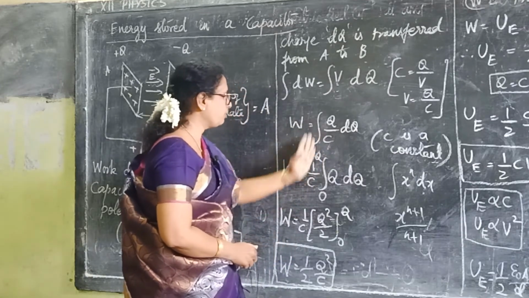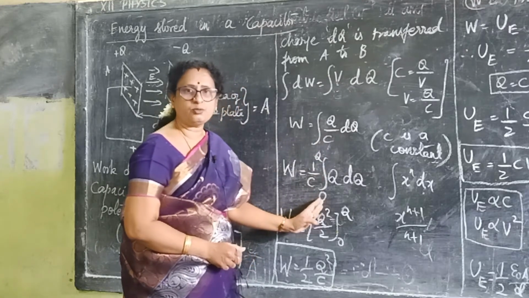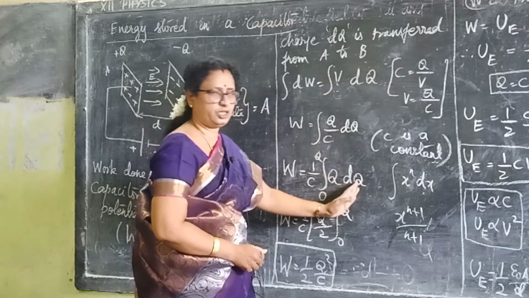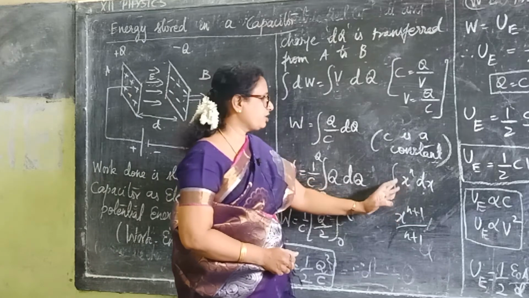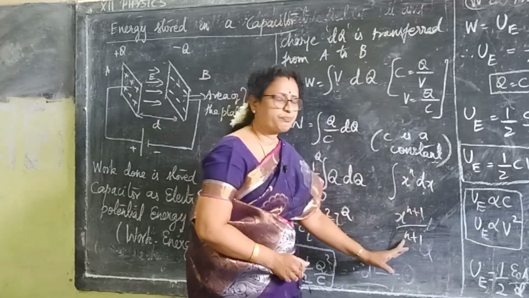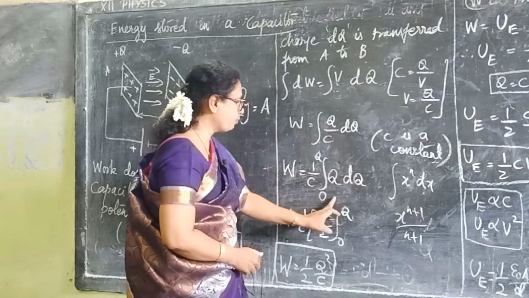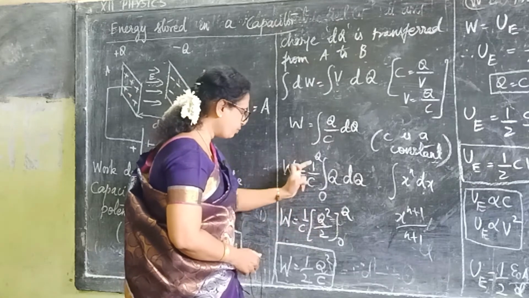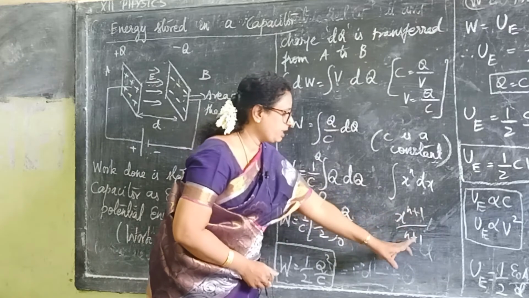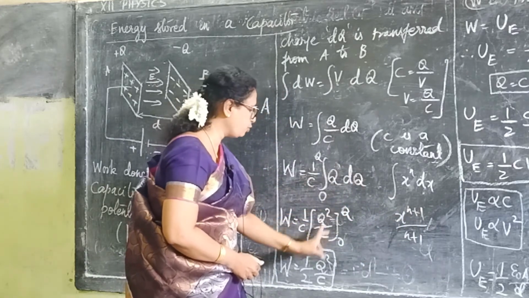So W is equal to 1 by C, taken outside, and the integral, from 0 to Q, of Q dQ, gives the total work done in storing a charge Q. We know the formula for integration: integral x power n dx, how do you integrate? x power n plus 1 by n plus 1. Here, instead of n, we have 1. So Q power 1 plus 1 by 1 plus 1, with W equal to 1 by C written as such. Since n is 1, Q power 1 plus 1 by 1 plus 1 is Q power 2 by 2.